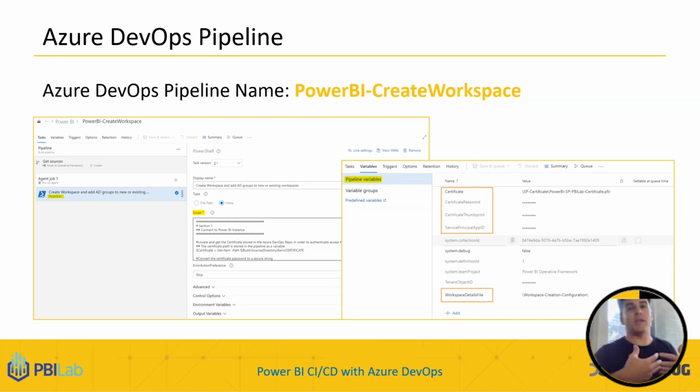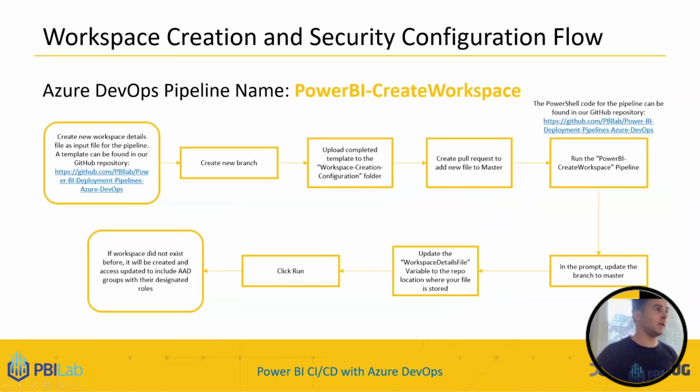And I need to tell my pipeline, oh, well, you want to create workspaces. Which workspace do you want to create? Give me an input file. So I'm telling the pipeline that my input file is going to be stored in a specific folder in my repo. And the workflow is pretty basic.